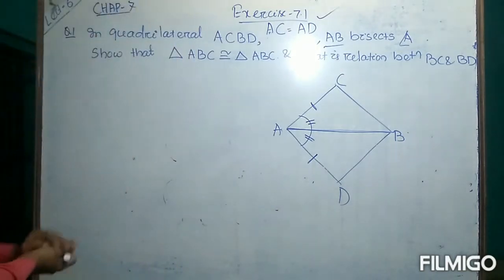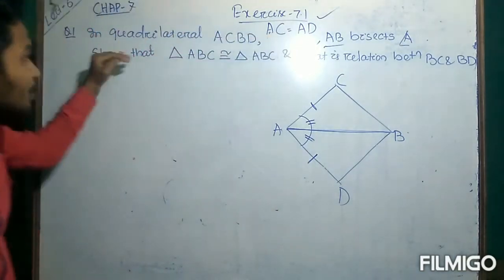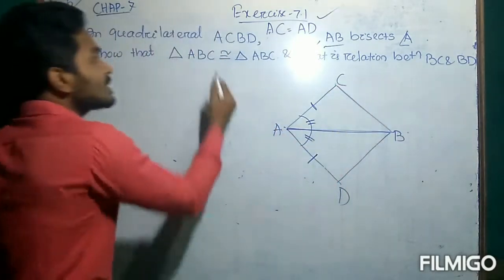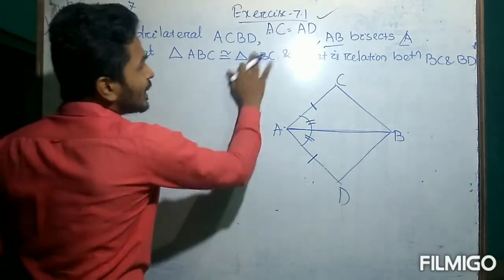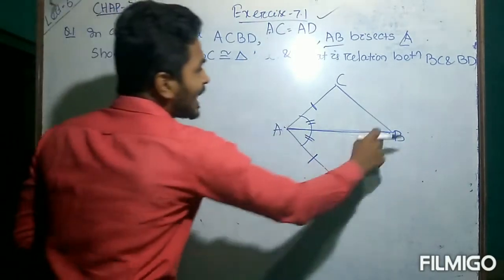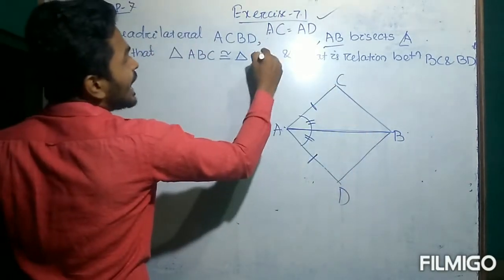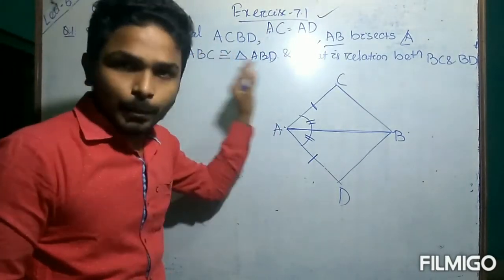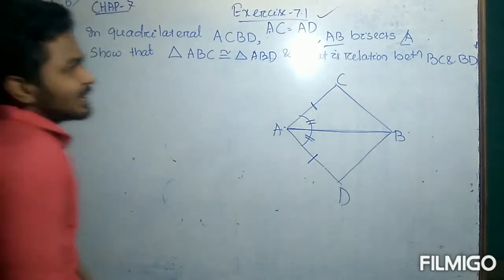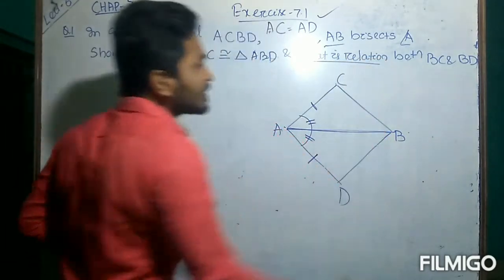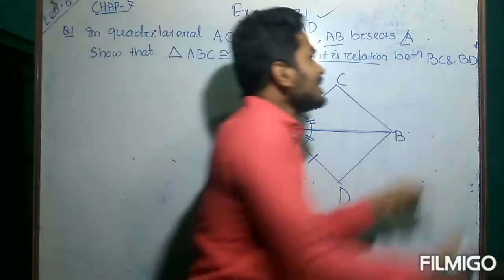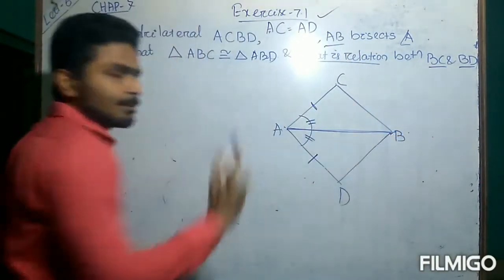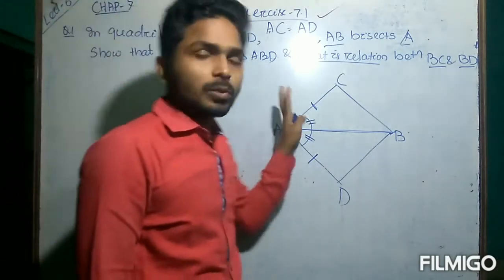Understood? And from this data you have to show that the triangle ABC is congruent to the triangle, sorry, I have written wrong, the triangle ABC is congruent to the triangle ABD. So this has to be proved. And the second thing is, we have to find the relationship between BC and BD. Now you understand the question.